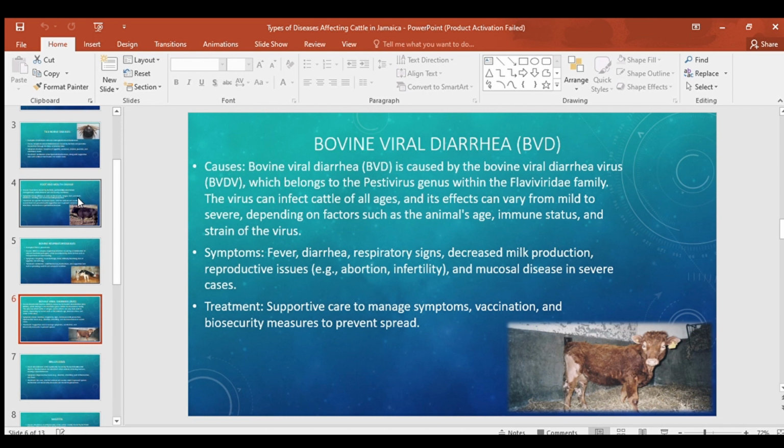Now, if you look at this cow right here, you can see how the coating of the skin is ruffled. When you look at an animal like this, you know that something is definitely wrong. If you look at the eyes, they don't really look right. Like an unhealthy animal.